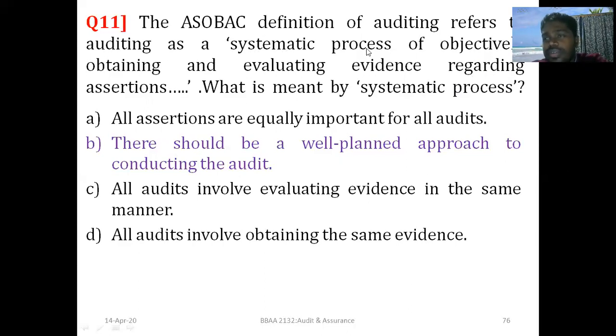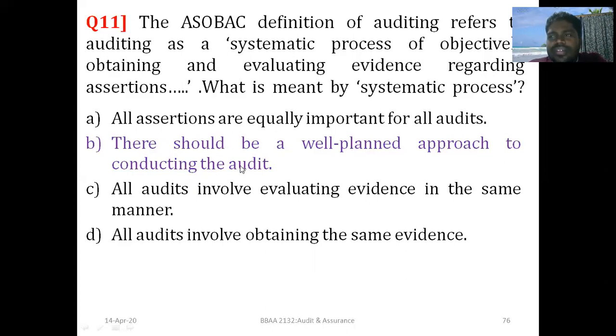Under the features of auditing, we discussed, no? Auditing is a systematic process. What is the meaning of systematic? Your question is, what is meant by systematic? There should be a well-planned approach to conducting the audit. So that's fine, no? That is a systematic process. The audit is a systematic process, one of the features of auditing. Systematic means there should be a well-planned approach to conducting the audit.